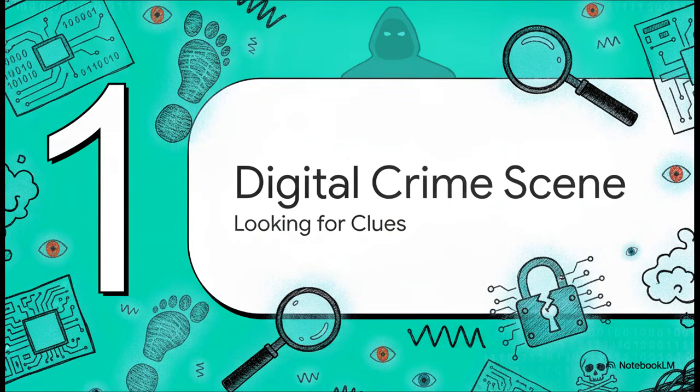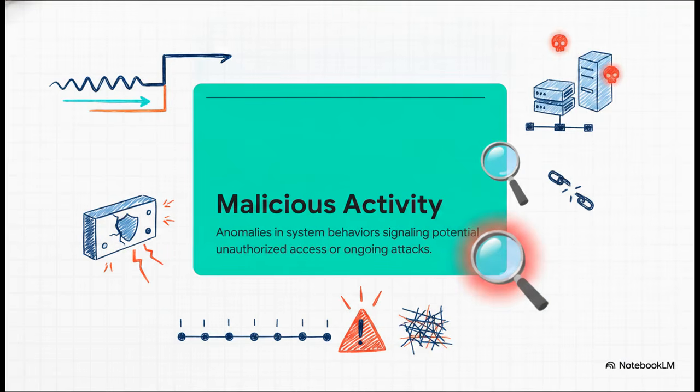Section 1, the digital crime scene, looking for clues. Picture this. You log into a network environment and something just feels off. You aren't just looking around aimlessly, hoping to stumble on a hacker. You're hunting for a specific indicator of malicious activity. These are basically anomalies or weird clues in system behaviors that signal potential unauthorized access, malware, or an ongoing attack. Detecting these suspicious activities early on is exactly what empowers us to stop a minor breach from blowing up into a massive disaster. But here's the catch. You really have to know your normal baseline so you can actually spot when something's an anomaly.